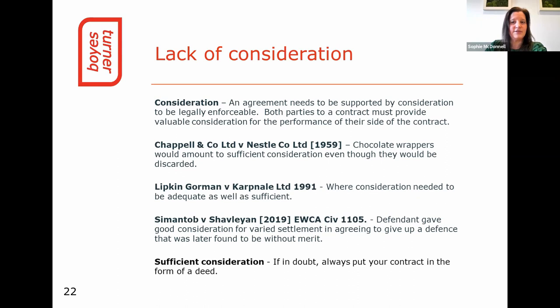The claimant appealed this decision on the basis that there had been no good consideration for the variation agreement and that he was entitled to judgment for the full amount outstanding under the original agreement. The appeal was dismissed as there had been no error by the judge in finding that the defendant's agreement to give up his defence on the penalty clause amounted to good consideration for the variation agreement.